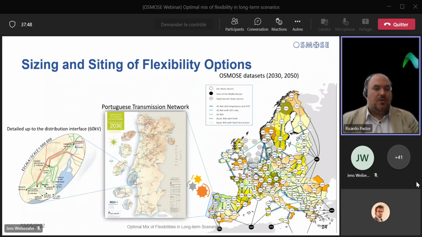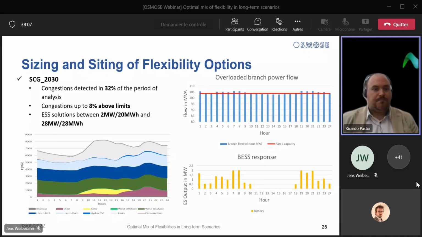So the model of the Portuguese transmission network was provided by REN, the model for 2029. REN is the Portuguese TSO, and it was provided under an NDA, and it was upgraded according to the capabilities considered in the OSMOSE scenarios. We can move forward, please.